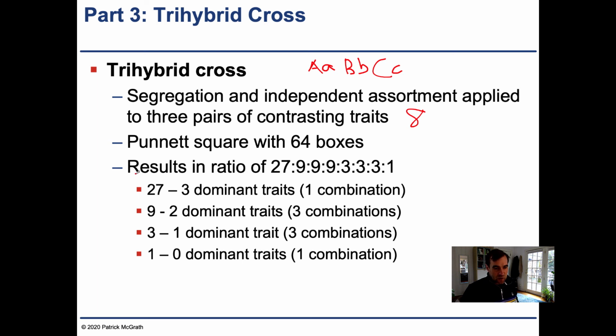And so the results in the ratio would be a 27 to 9 to 9 to 9 to 3 to 3 to 3 to 1. So this individual would be dominant for all 3 traits. If we just listed it, dominant, dominant, dominant, this one would be dominant, dominant, recessive. This one would be recessive, dominant, dominant, and so forth. So these have all 3 dominants. These 3 have 2 dominants. These have 1 dominant, and these would be all recessive.